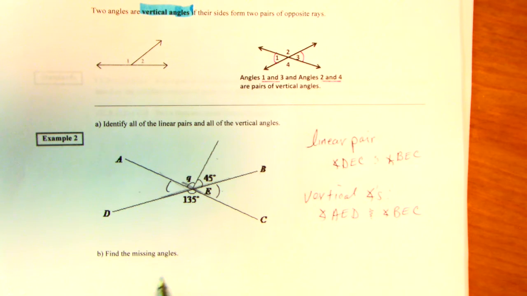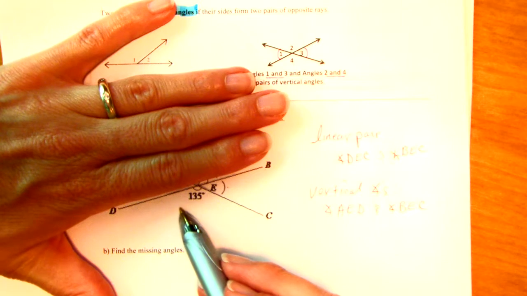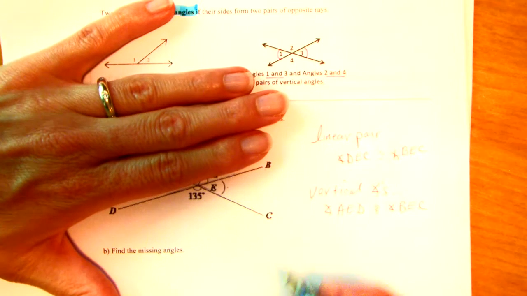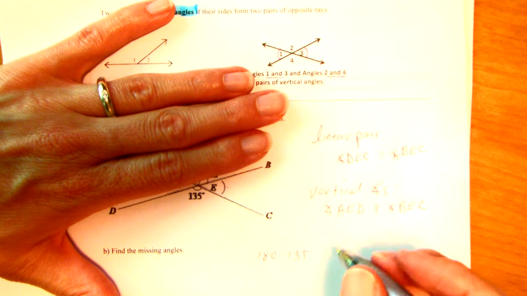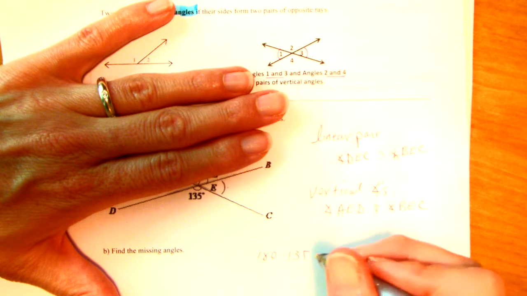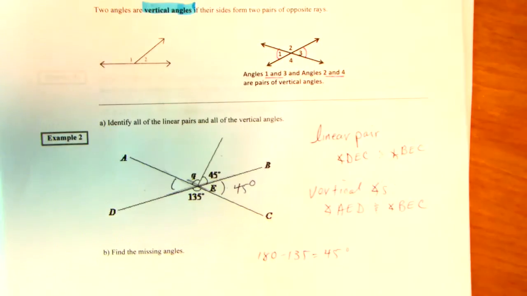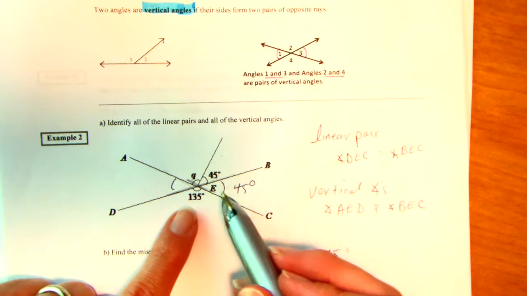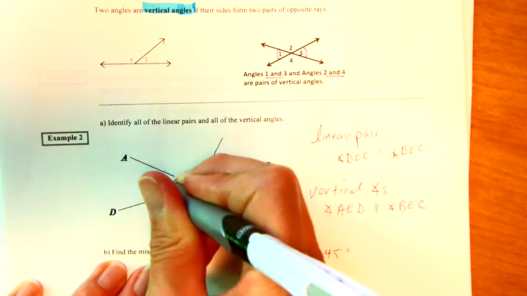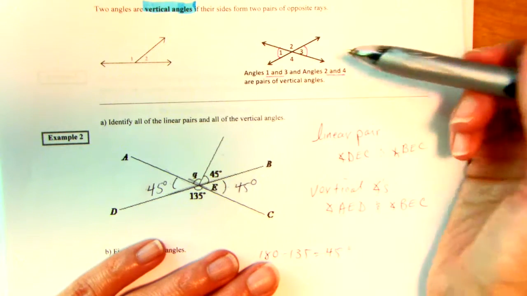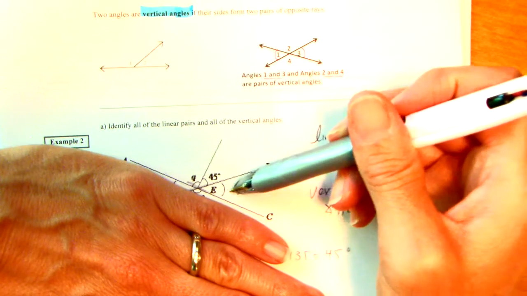Now let's find all the missing angles. All right, so here we go. These two are a linear pair. That means they have to add up to 180. So if I have 180 minus 135, that's going to equal 45. So this is 45. Okay. Now, also, this is congruent to that. These are vertical angles. Of course, I know I didn't tell you that vertical angles are congruent, but we'll find out anyways. Look at this. This is 45, that's 45.